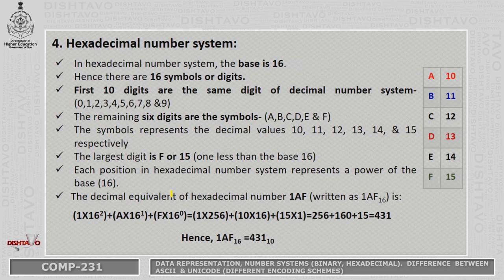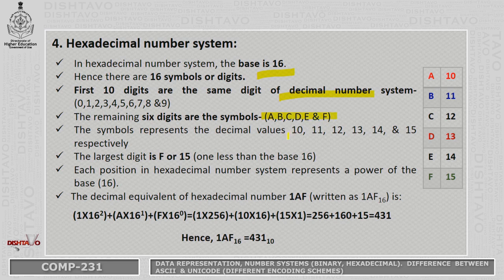Next is the hexadecimal number system. So here, as the name itself says, it has a base equal to 16. So here 16 symbols or digits are used. The first 10 digits are the numbers like in the decimal number system, 0, 1, 2 up to 9, 10 digits. The remaining 6 are the symbols A, B, C, D, E and F, 6. So total 16 symbols or digits are there.